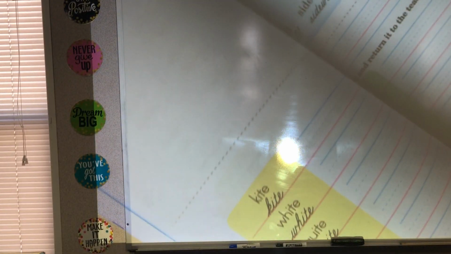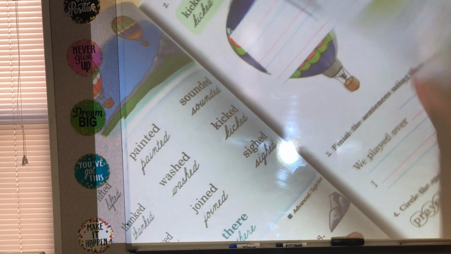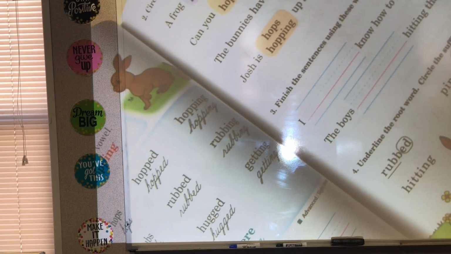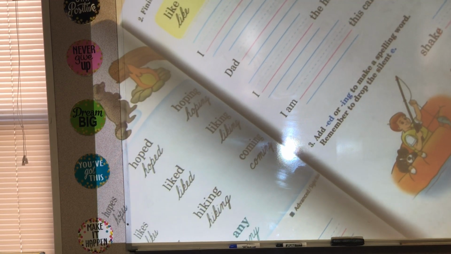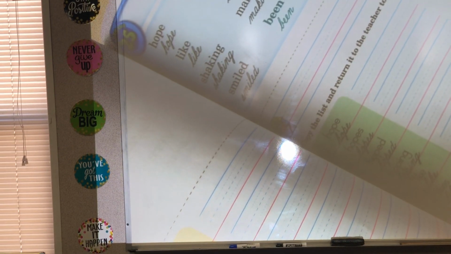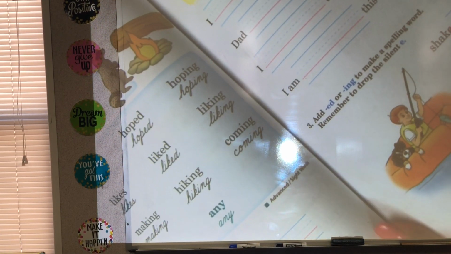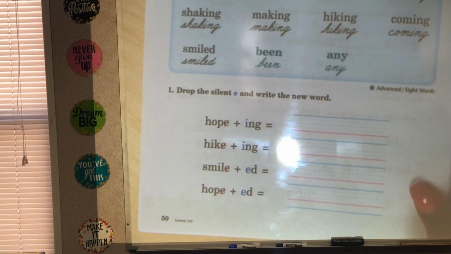So then you will do the pages for spelling list 25. So this will be page 50 and 51. The other one was page 121. 50 and 51. So here's the list again. You're going to drop the silent E and write the new word for section 1.